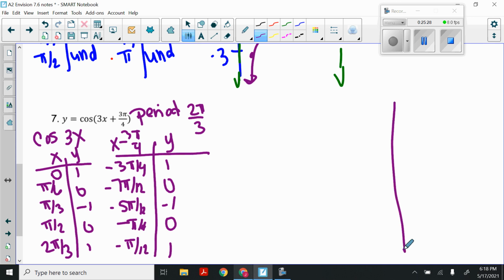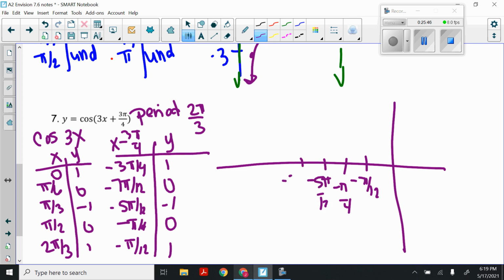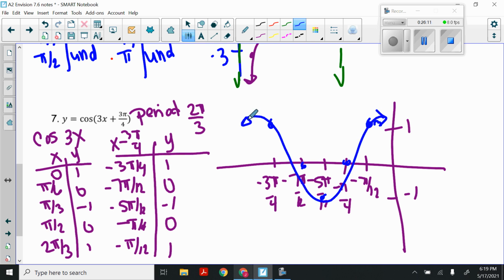Okay, so this is what we want to graph. So negative pi over 12. Negative pi over 4. Negative 5 pi over 12. Negative 7 pi over 12. Negative 3 pi over 4. I just need my 1 and my -1. So at negative 3 pi over 4, I'm at 1, 0, -1, 0, and 1. So that is our graph.